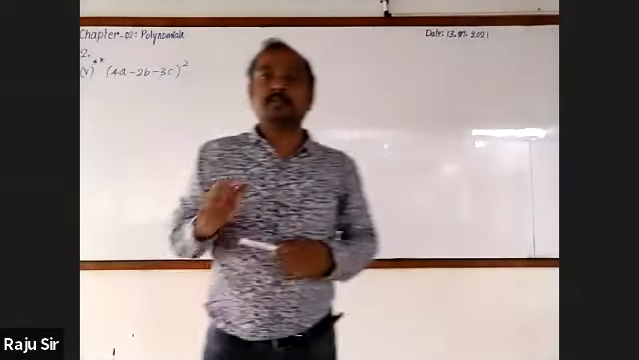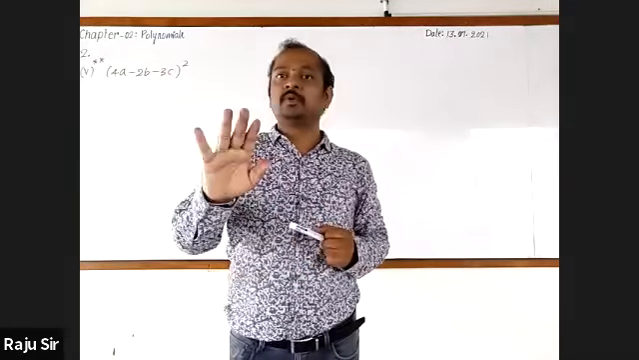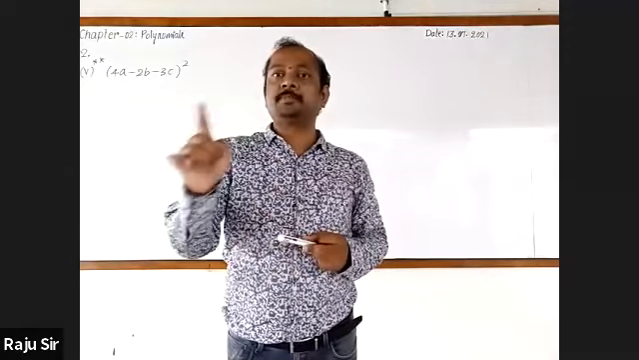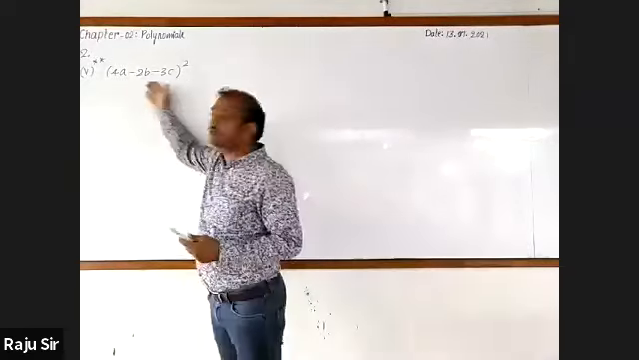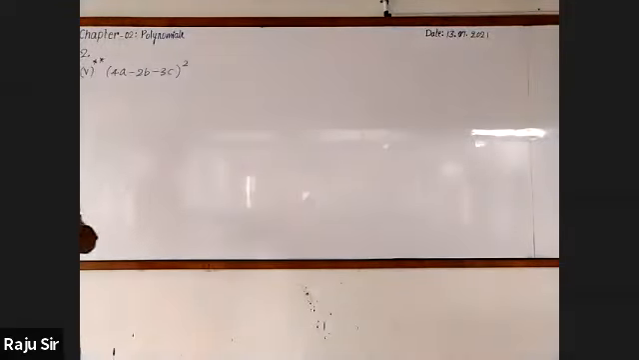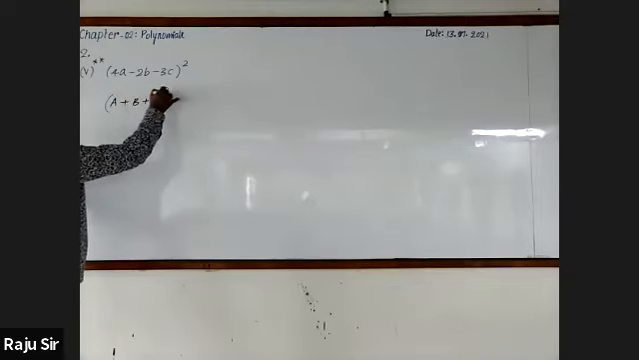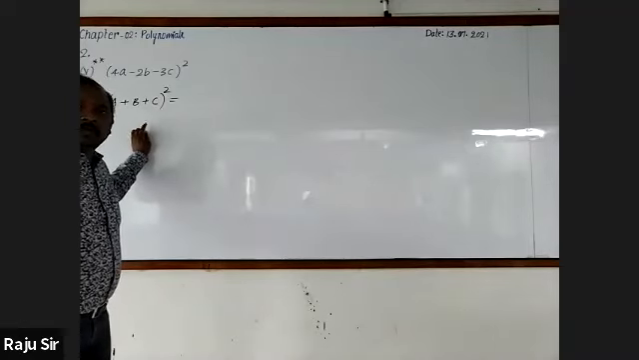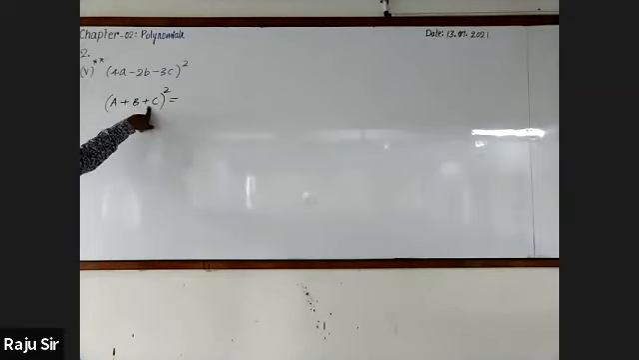Could you tell, it is in the form of which identity? a plus b plus c whole square. But here also, the terms are a, b, and c, so you may get confused. So what I'm going to write is capital A plus capital B plus capital C whole square. Got it? I have been taking the terms of the identity as capital A, capital B, and capital C. Understood? Yes, sir.